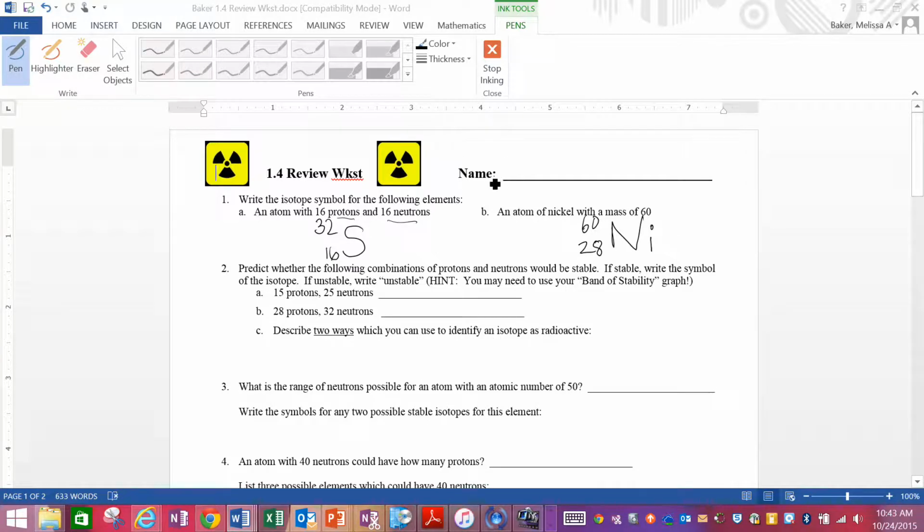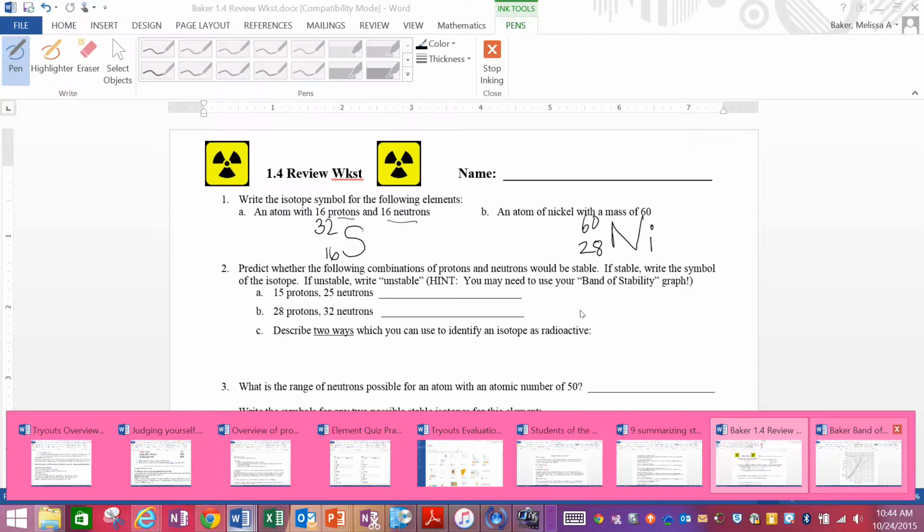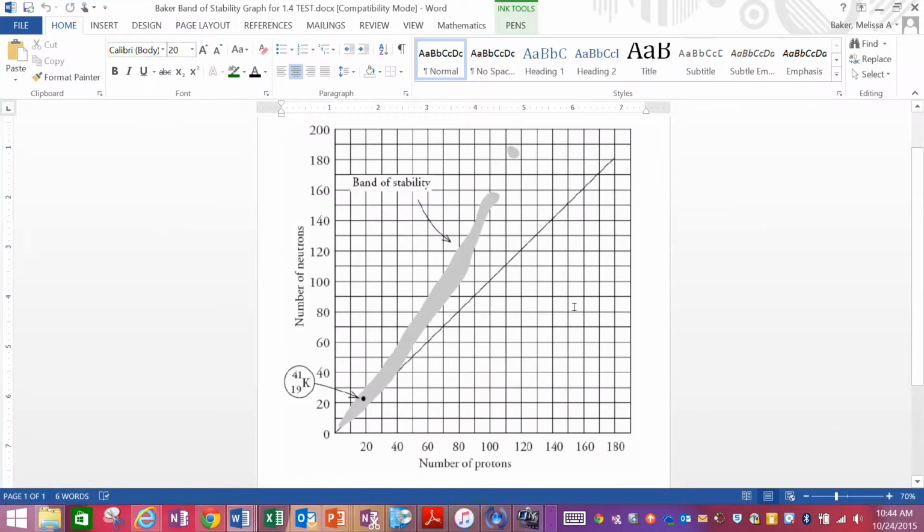All right, number 2. Predict whether the following combinations of protons and neutrons would be stable. If it's stable, write the symbol of the isotope. If unstable, write unstable. Hint, you may need to use your band of stability graph. Actually, you do need to use your band of stability graph. So 15 protons, 25 neutrons for the first one. So let's go to our graph and let's figure it out.